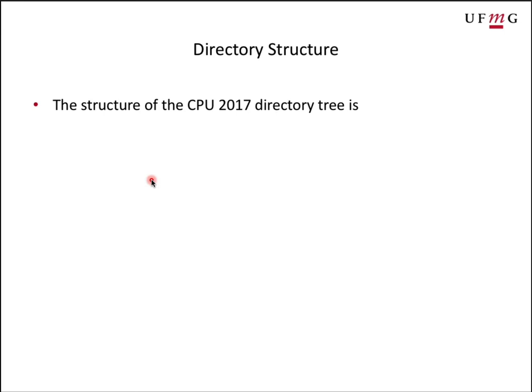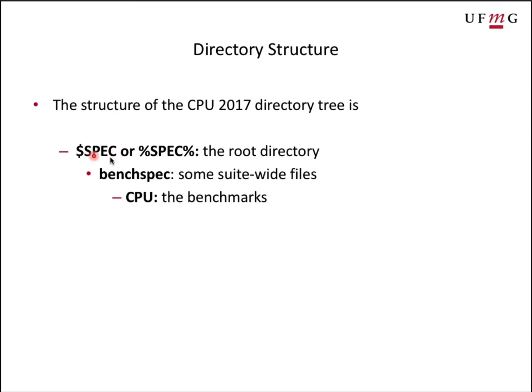So after we install SPEC CPU, we can find the root directory where we installed it, and they usually configure variables that we can use. So this one in the Unix world and this one in the Windows world. Inside this we have the benchspec directory, inside where we install SPEC, and usually this directory contains the benchmarks themselves. So you have the CPU and the benchmarks are in there.